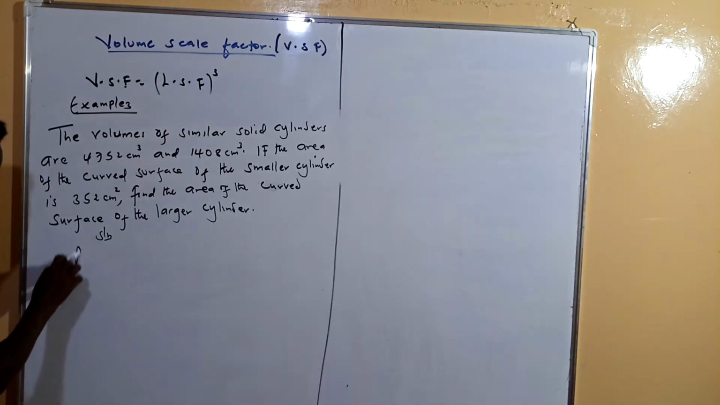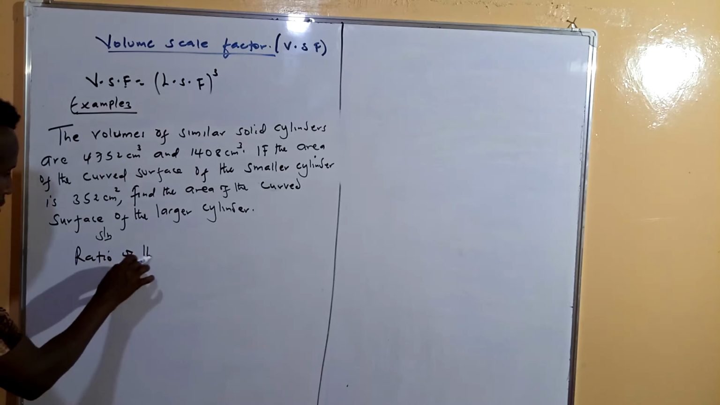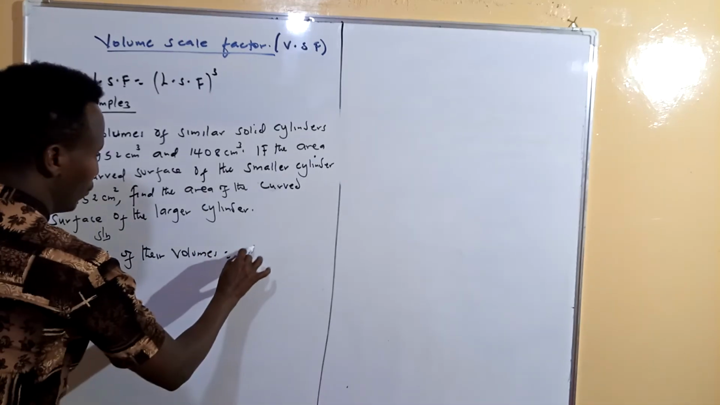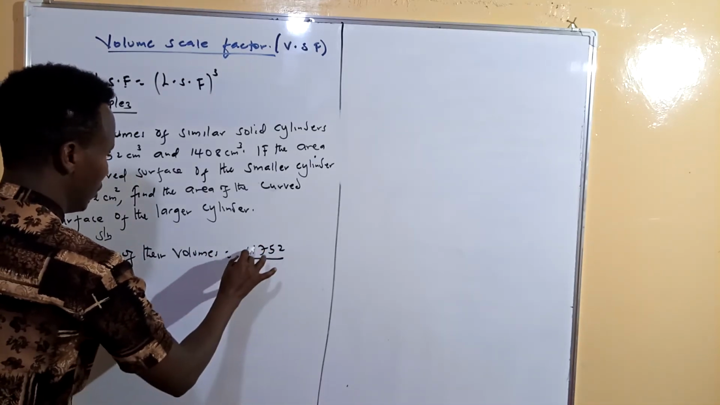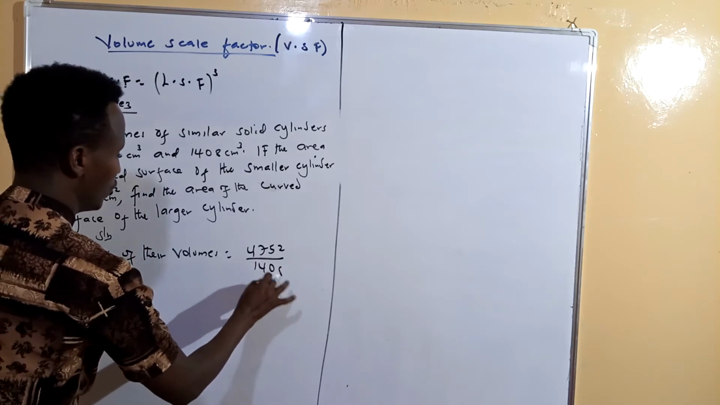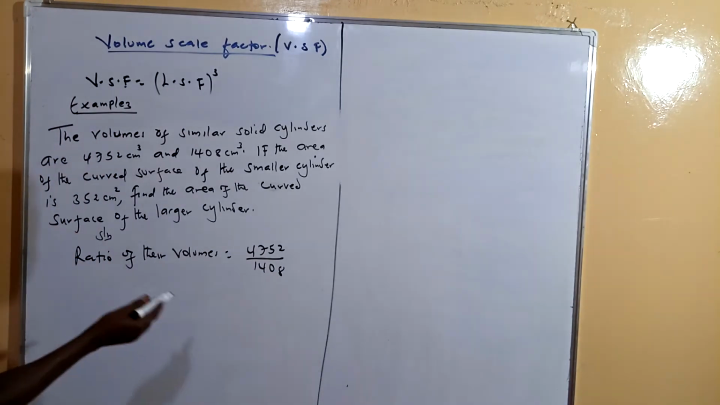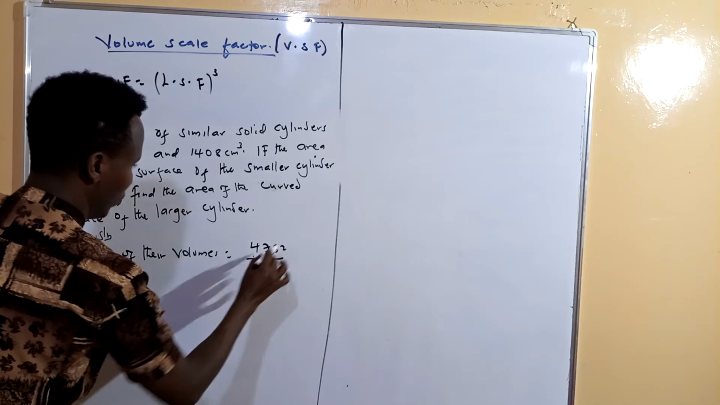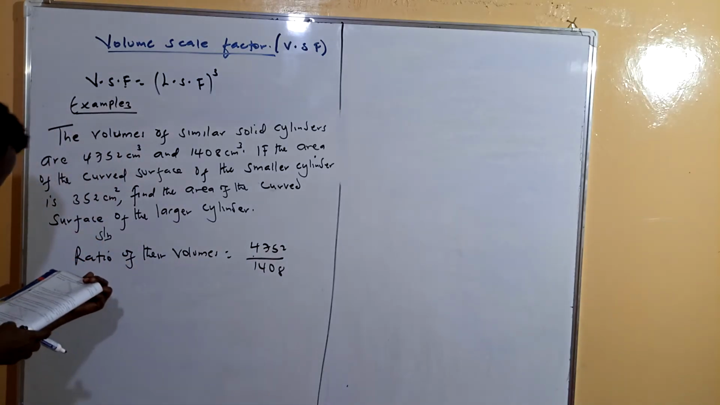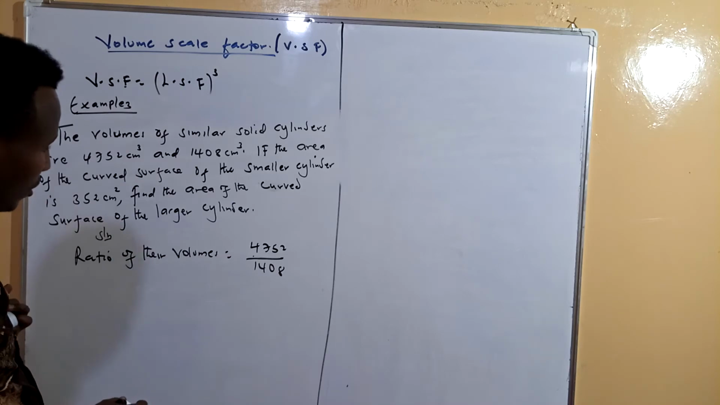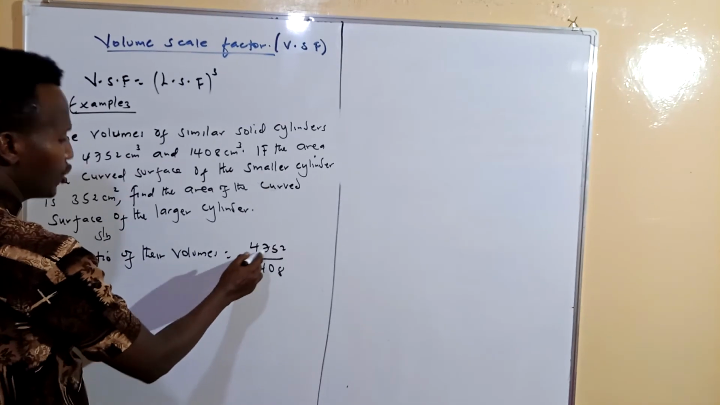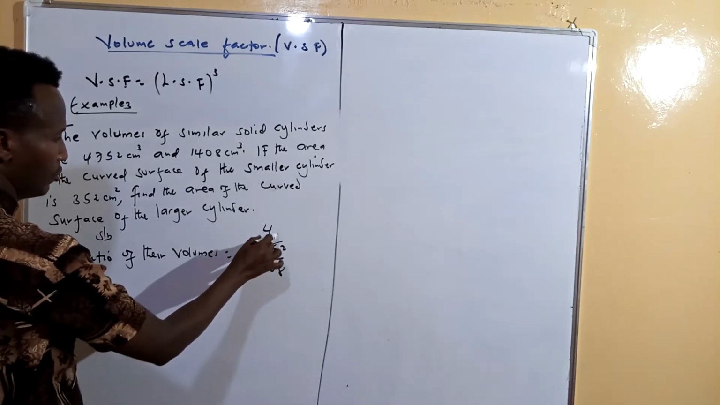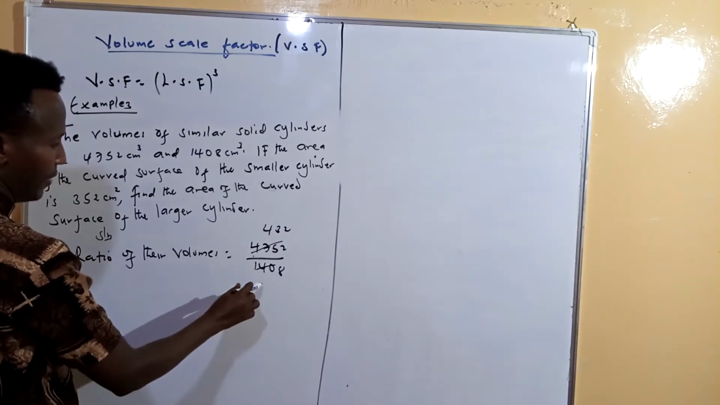The ratio of their volumes is 4752 divided by 1408. We can simplify this by using common factors. This number is divisible by 11. 4752 divided by 11 gives us 432, and 1408 divided by 11 gives us 128.